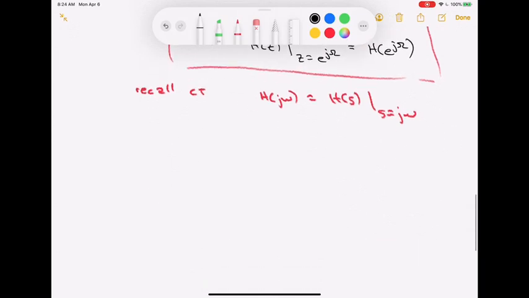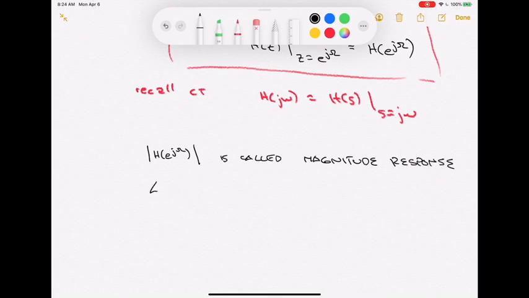Because this is a complex function of frequency, we oftentimes break it up into two parts. If I look at the magnitude of the frequency response, |H(e^{j omega})|, that is called the magnitude response, and that is a real function of frequency. And then we can also look at the angle of H(e^{j omega}). That is called the phase, sometimes the angle response.